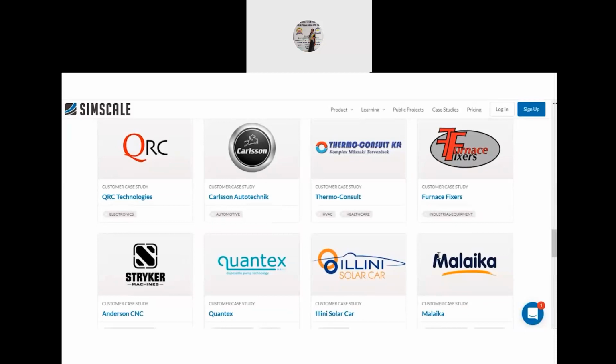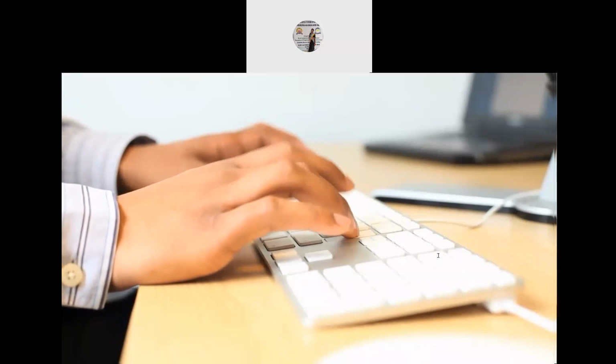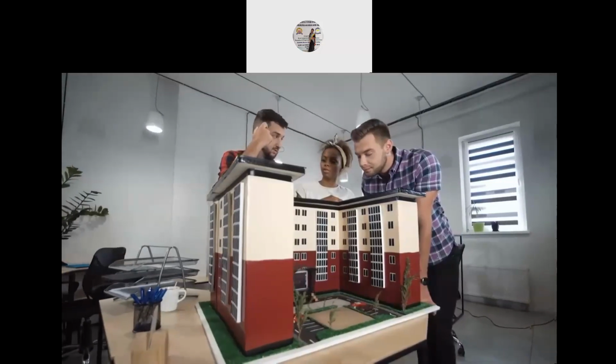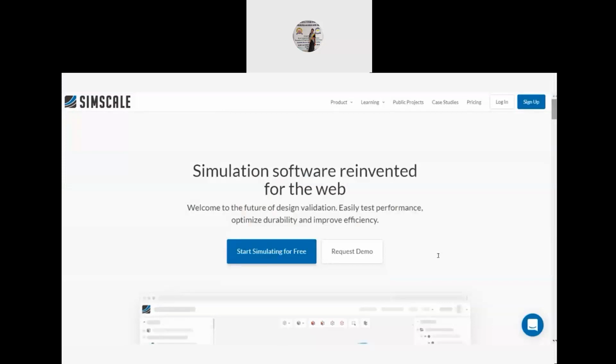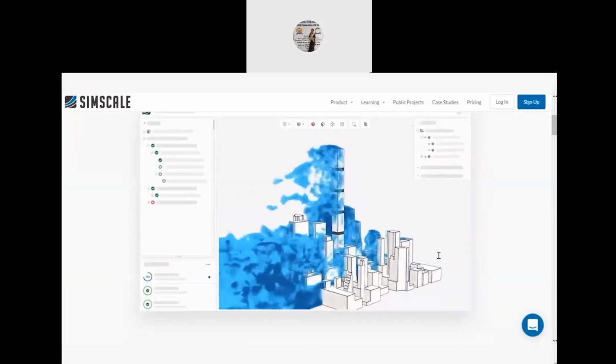The platform is used by engineers, architects, and designers who want to easily test and optimize their designs early in the design process, thus also reducing the number of physical prototypes required. Simscale is determined to make engineering simulation more accessible so that everyone can design better products faster and cheaper.